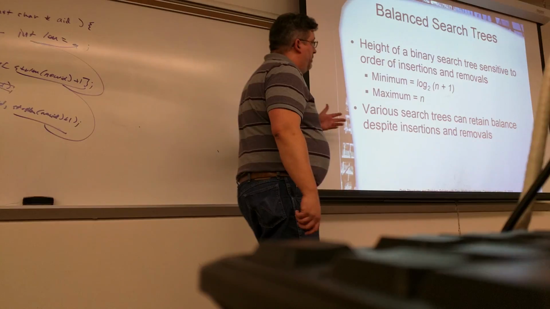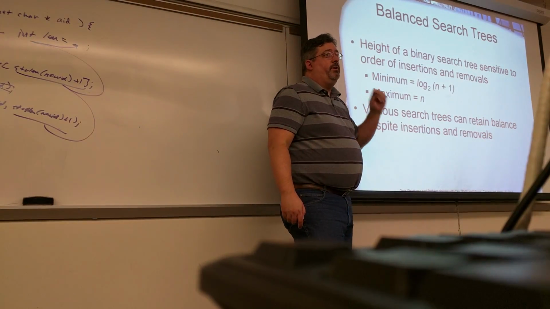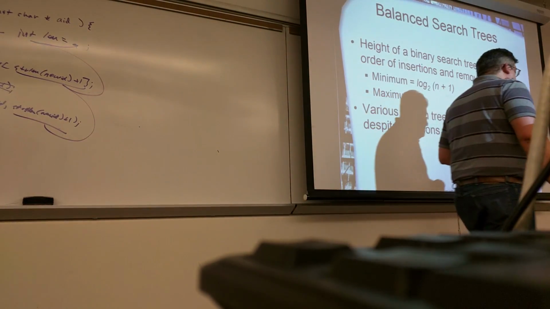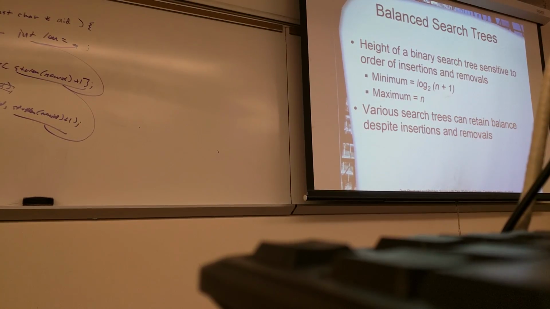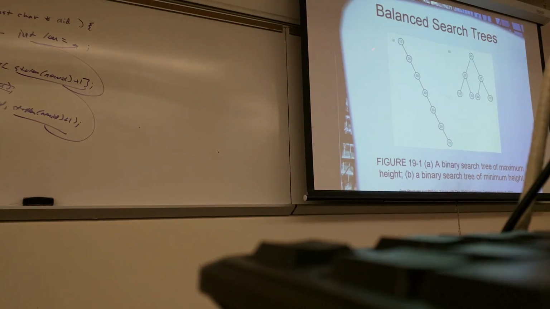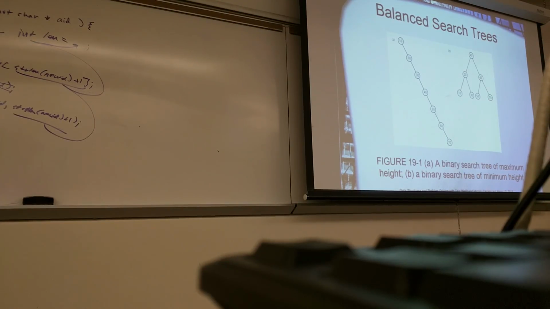obviously. And so the minimum height of a binary search tree, BST, with n elements is log base 2 of n plus 1. The maximum height is n, where you just stack them all in one big long vine. So we don't like that. This is an example of a bad binary search tree, because it doesn't give us any of the benefit. This is an example of a good one with all the same data.